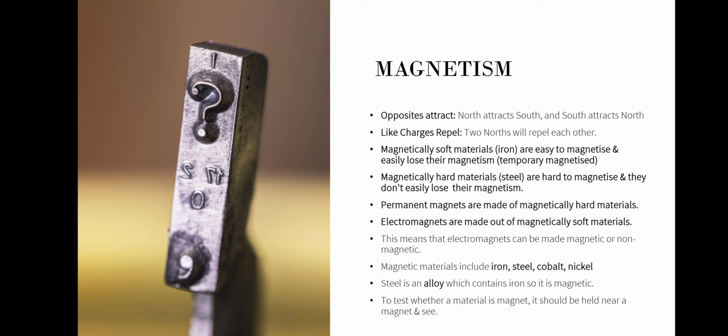Now we just covered permanent magnets, which are made up of magnetically hard material like steel, or electromagnets. Now electromagnets are made up of magnetically soft materials like iron, so they can be made magnetic or non-magnetic. Magnetic materials include iron, steel, cobalt, nickel, all of these. All right, so next, steel is an alloy which contains iron, so it is also magnetic. And to test whether a material is magnetic, you should just hold it near a magnet and see.